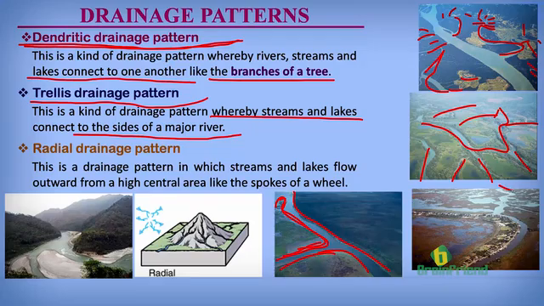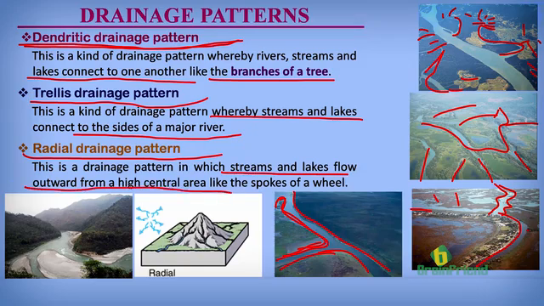Here is also an example of what a trellis drainage pattern would look like. You have a very long river that seems to be flowing to a particular destination. Then you have smaller ones connecting to the sides of the major river. The next one is radial drainage pattern. Radial drainage pattern is a type of drainage pattern whereby streams and lakes flow outward from a high central area like the spokes of a wheel.